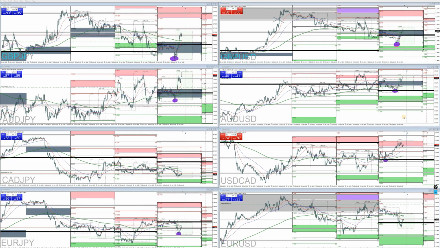Alright, a little bit of an update here. I do have a little bit of daylight in the Australian. You can place a pending order for a day trade, and it's going to be a buy.